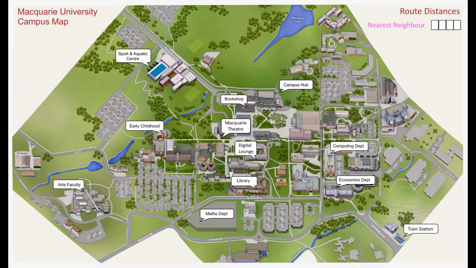JJ plans to catch the train to Macquarie Uni Station, so that's his starting position. Using the nearest neighbour algorithm, he simply picks the location, vertex, nearest to the station, which is the economics department building, a distance of 400 meters. Then JJ finds the location, or vertex, nearest to the economics department, which happens to be the computing department, only 50 meters away. As he arrives at each location, the distances to the remaining unvisited locations are compared and the nearest location is selected. In this way, the route is built up.